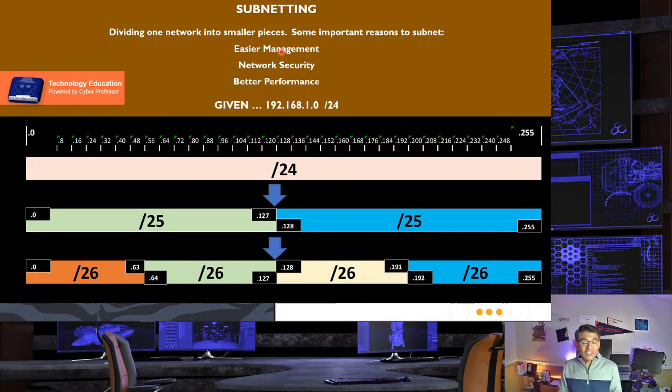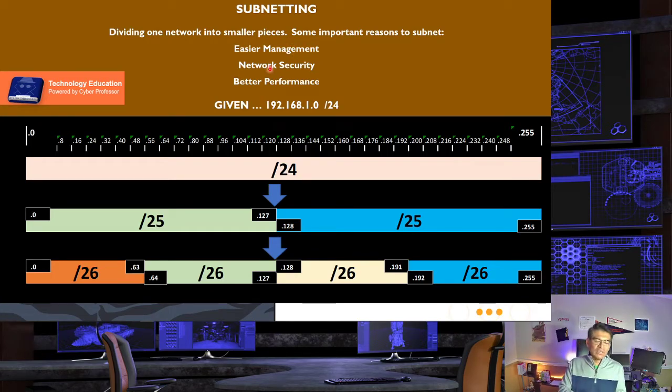So imagine managing that as a bulk, as a unit, 20,000. It will be easier if you can divide it into smaller pieces, so you can create different configurations for each of those smaller pieces, making your job of managing the network much easier. So that is one of the reasons.